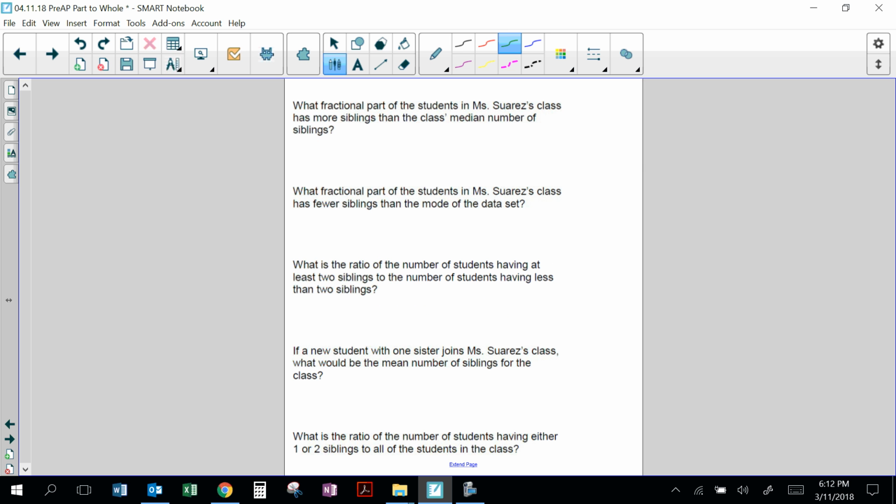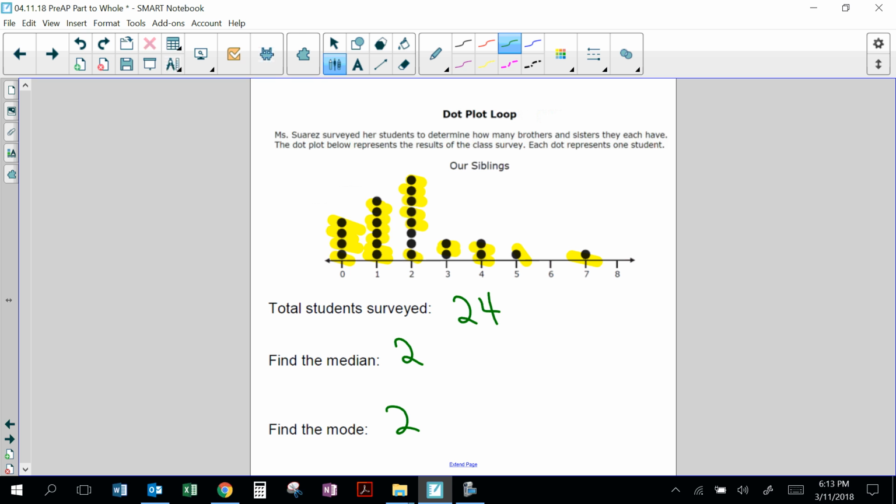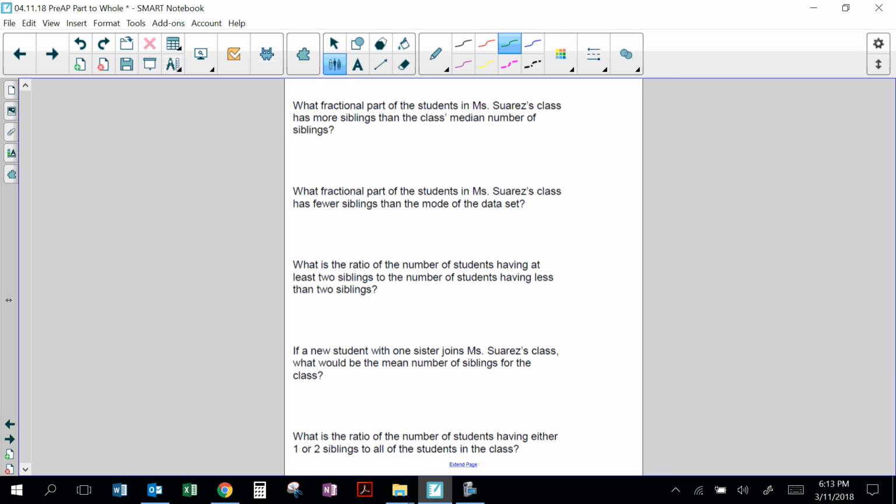So what fractional part of the students in Mrs. Suarez's class has more siblings than the class median number of siblings? So what is the median? 2. So how many students have more than 2? 1, 2, 3, 4, 5, 6 out of 24 students.